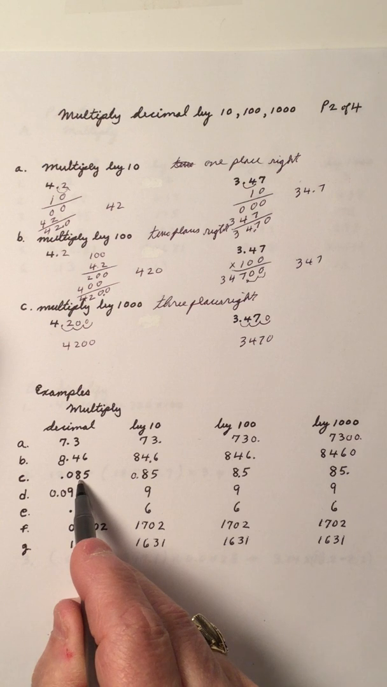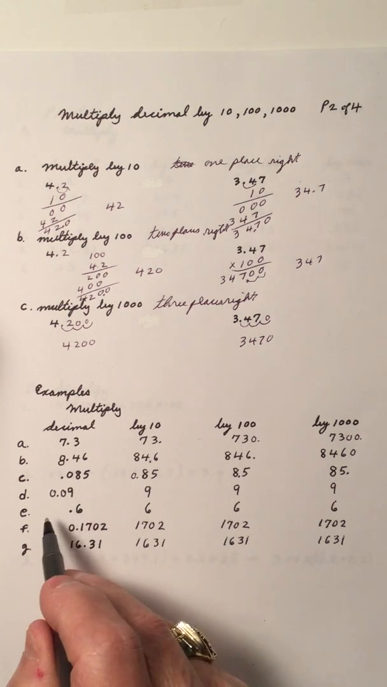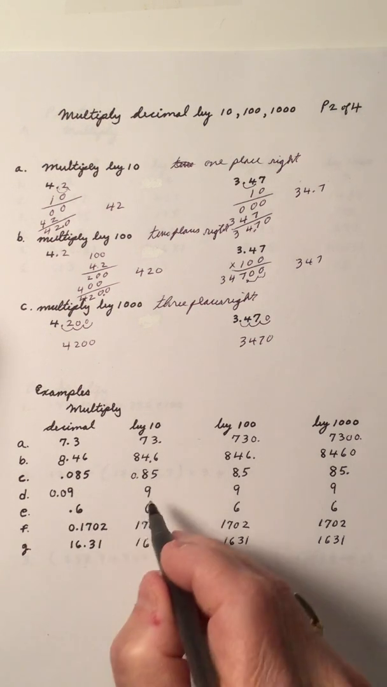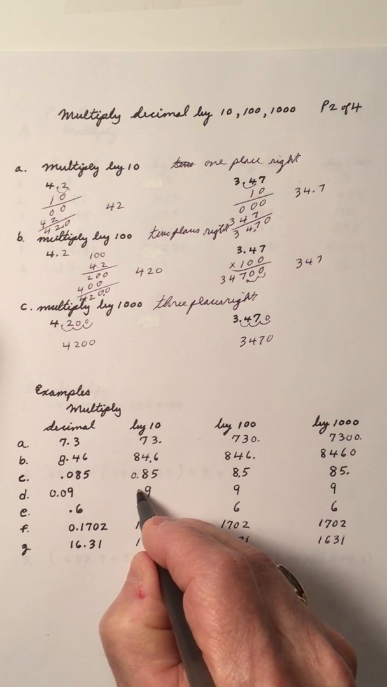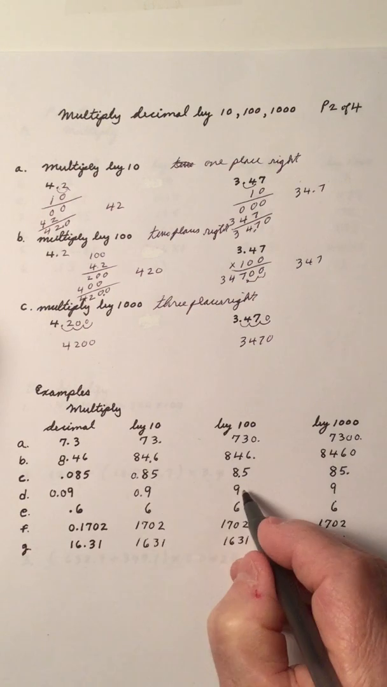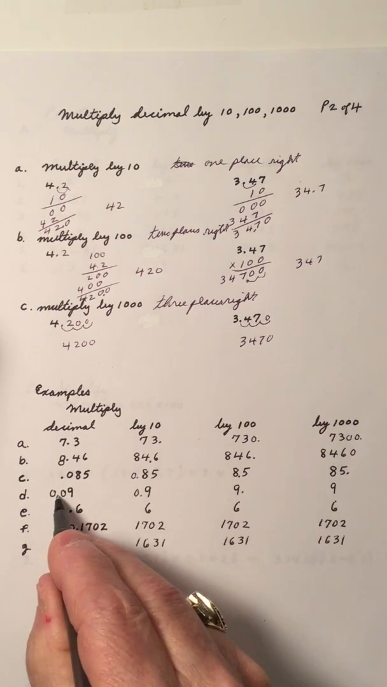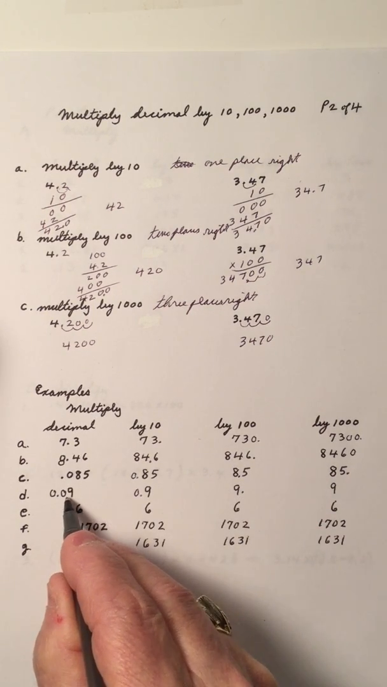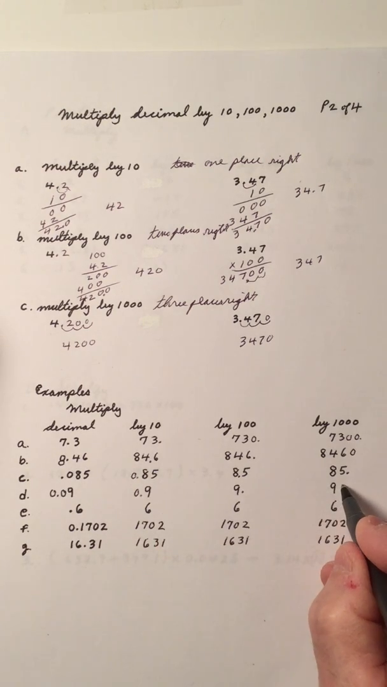Multiplied by 100, 2 places, multiplied by 1,000, 3 places. Decimal 0.9 multiplied by 10 moves it 1 place. So we get, multiplied by 100 moves it 2 places. So we get it. So 1, 2. Multiplied by 1,000 is 3 places. So we need an extra.